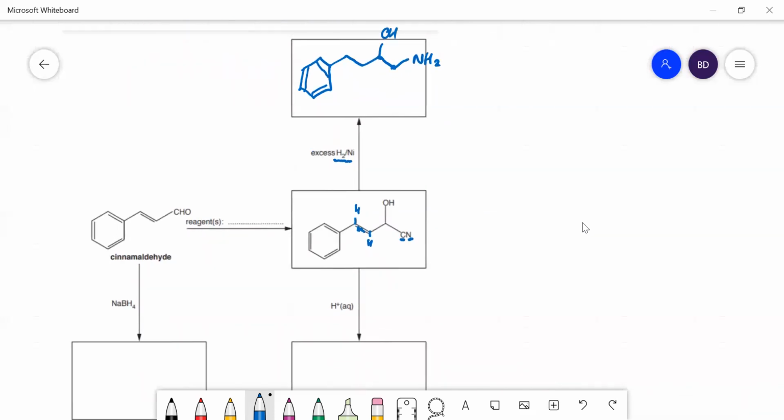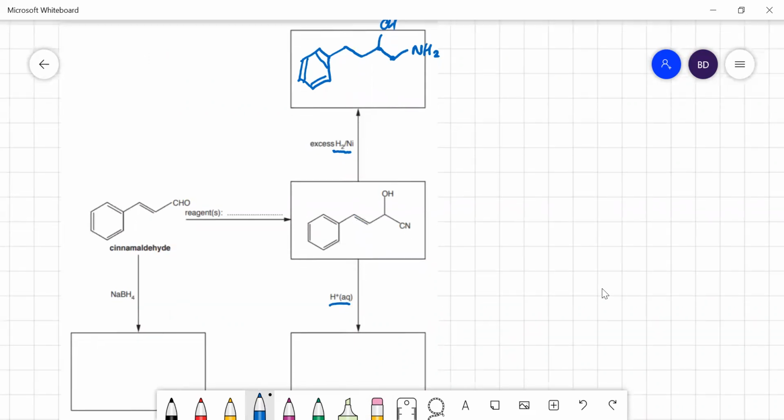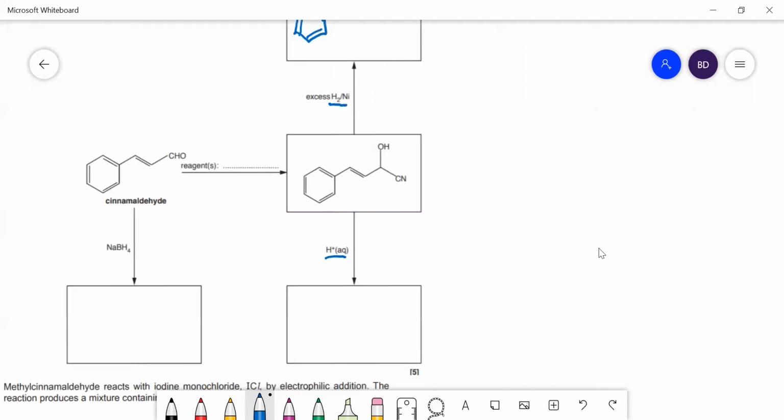Okay, right. What will happen if you heat in acid? You will hydrolyze the cyanide and you will turn it into a carboxylic acid. It won't do anything else to the rest of the molecule, so you're just going to get a carboxylic acid there now on the end instead of the cyanide group or the nitrile group.